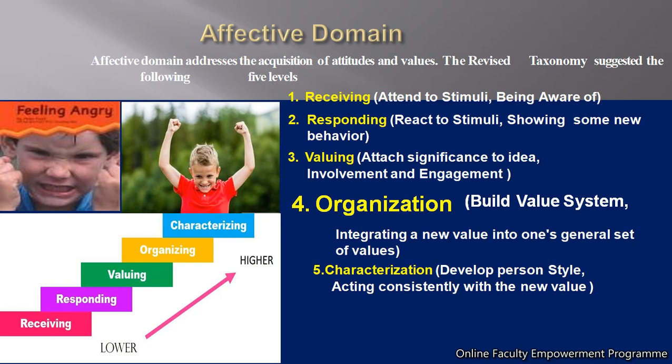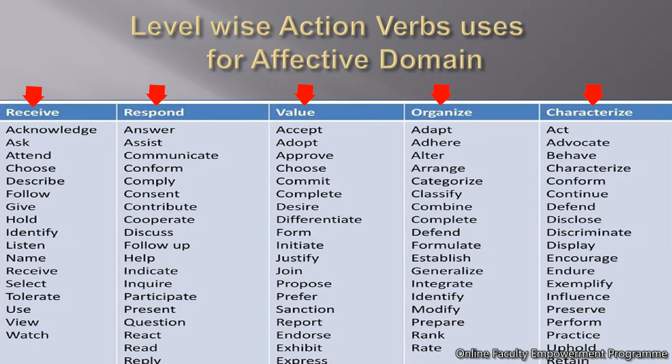Building some value system will come into the fourth level. Developing some individual style, acting consistently, will come to the higher level of the learning. So these are the possible action verbs that come under the affective domain.